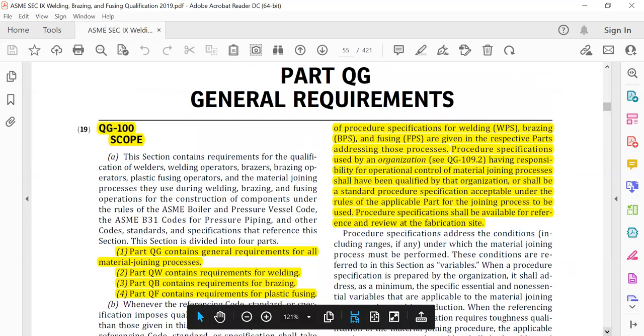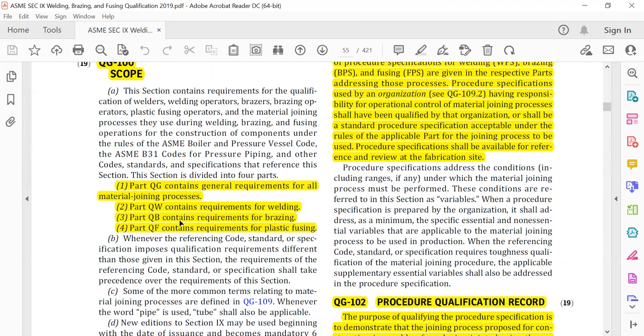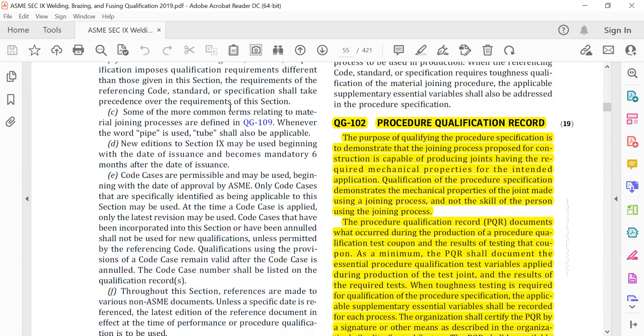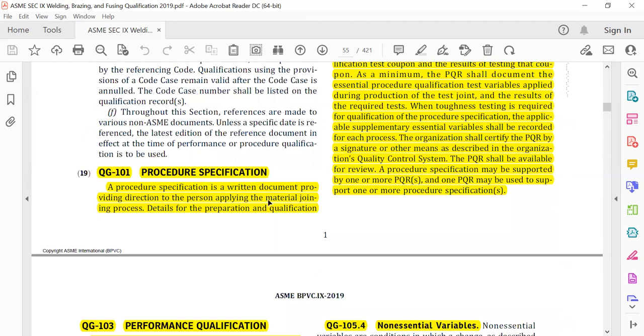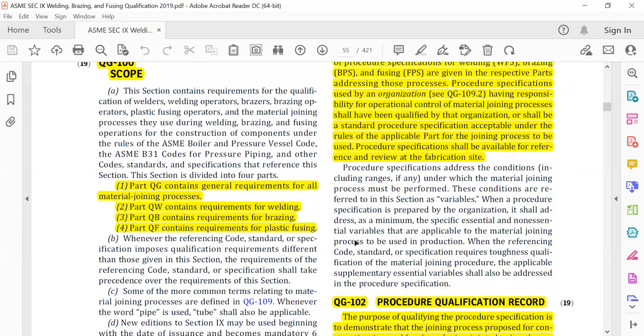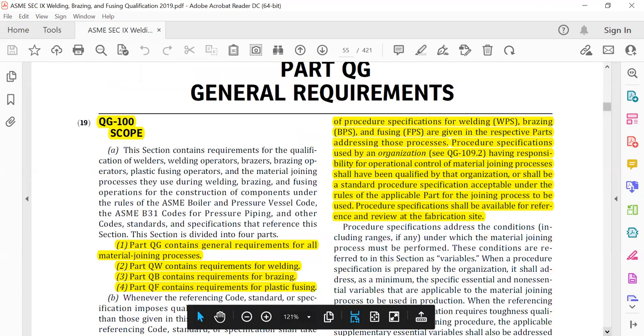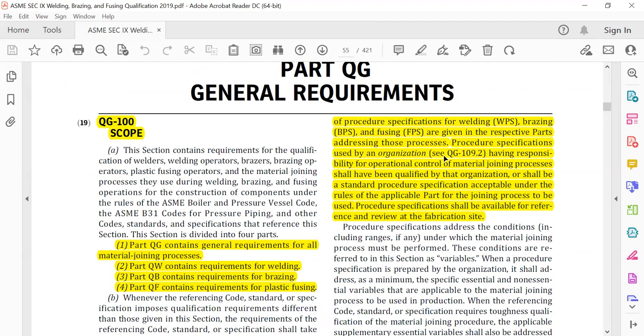General requirement. Scope. Part QG contains general requirements. QW contains requirements for welding, QB for brazing, QF for plastic fusing. Procedure specification. A specification is a written document providing direction to the person applying the material joining process, detailing the preparation and qualification. The procedure specification for welding is WPS. These are given with respect to the parts addressing that process.